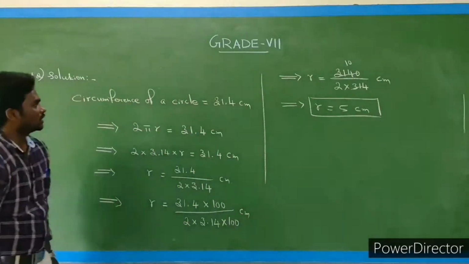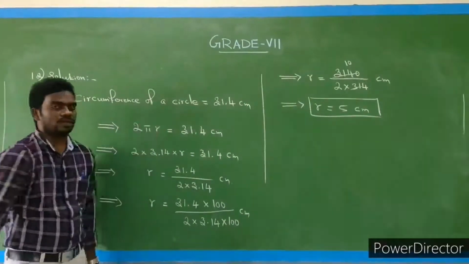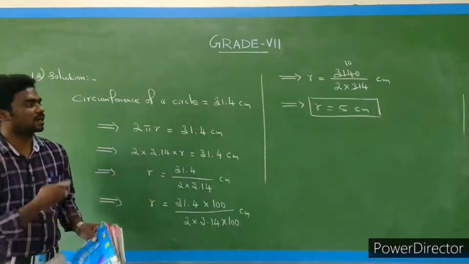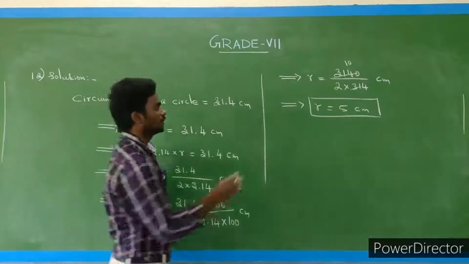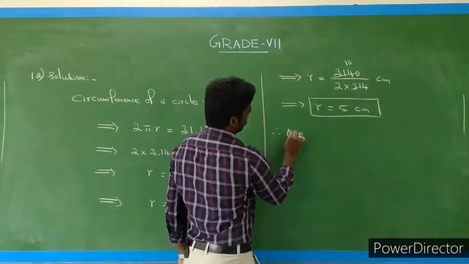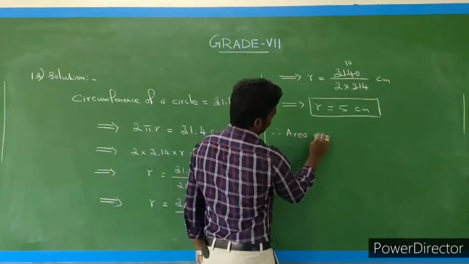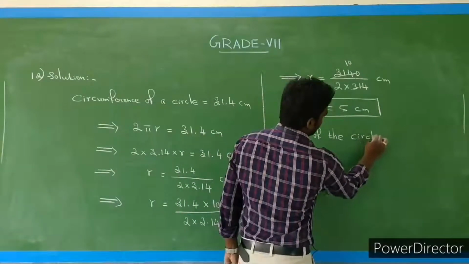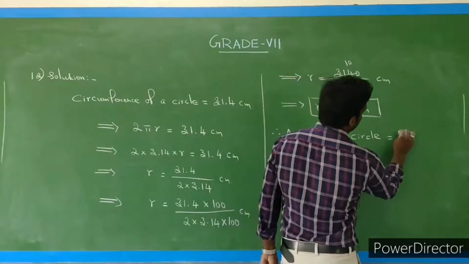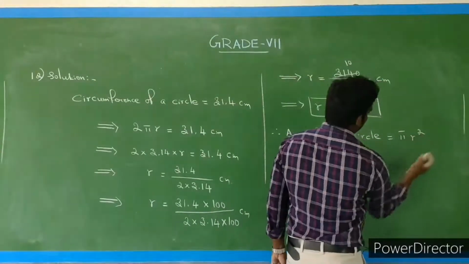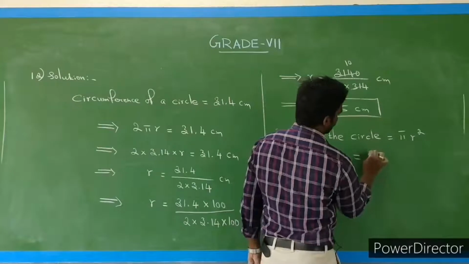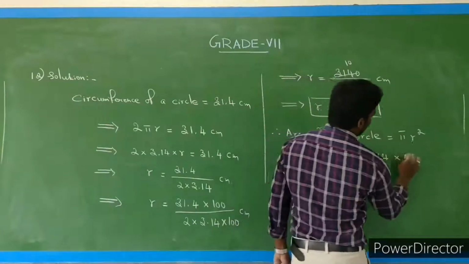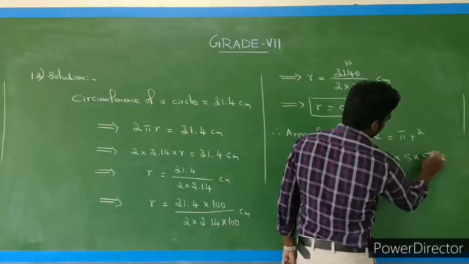So what is our question? The circumference of a circle is given. The value of a circumference of a circle is given. We have to find the radius and also find the area of the circle. Therefore, area of the circle is equal to what is that? Pi r square, which is equal to pi value is 3.14, r square value is what is that? 5 into 5.